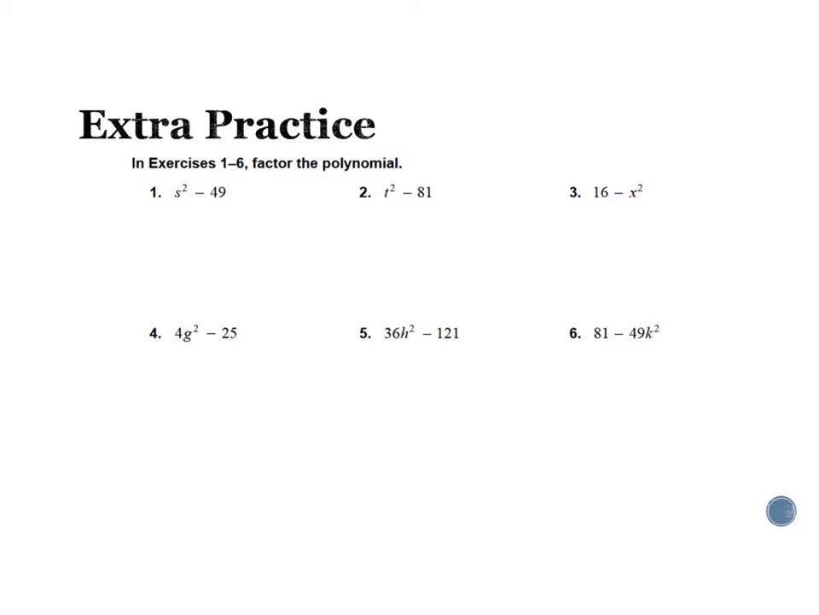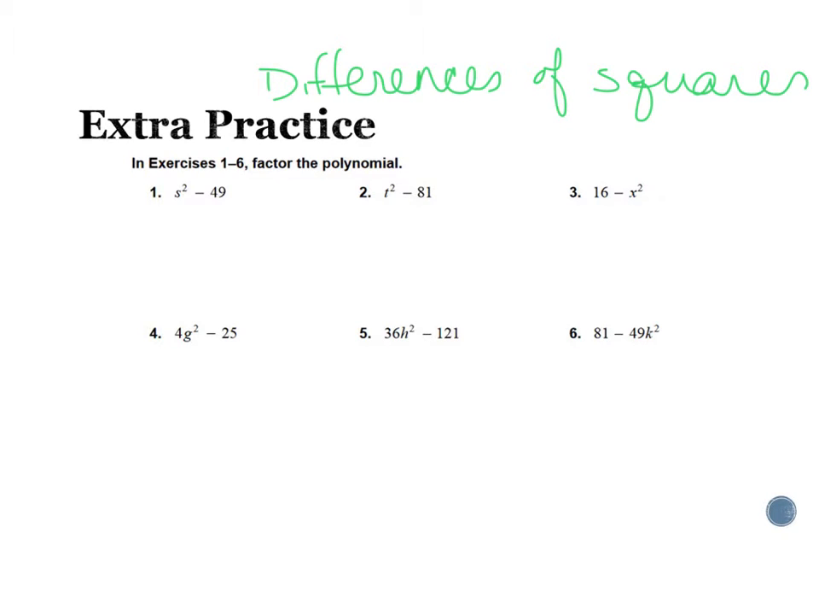Looking at your extra practice, these are all going to be differences of squares, and that's what you have to look for before you start. So are these all differences? Are these all minus of squares? Are these all two things that are squared? So is your first term something squared, and is your last term something squared?